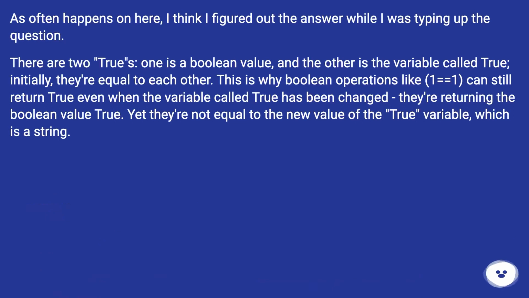As often happens on here, I think I figured out the answer while I was typing up the question. There are two trues, one is a Boolean value, and the other is the variable called true. Initially, they're equal to each other. This is why Boolean operations like 1 == 1 can still return true even when the variable called true has been changed, they're returning the Boolean value true. Yet they're not equal to the new value of the true variable, which is a string.